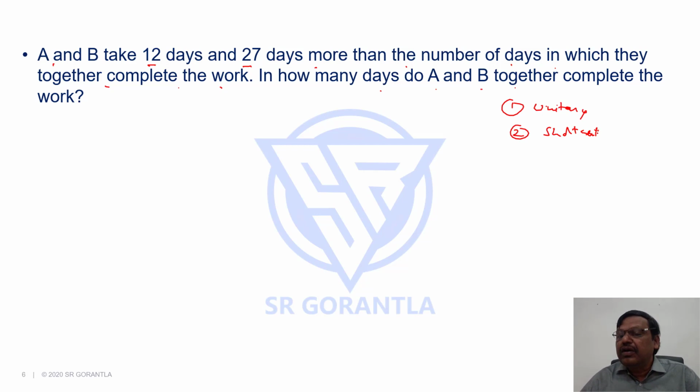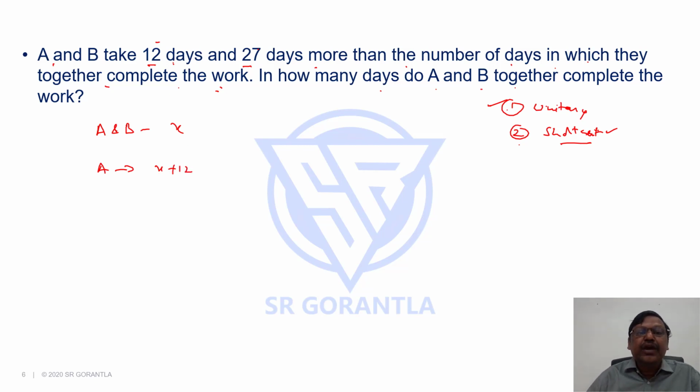See, instead of discussing only the shortcut, I'll tell you the basic method, so that tomorrow if you forget the shortcut, at least you should know how to solve the question, right? So wherever we remember shortcuts, we can use them, but you should also know the basic approach. Now, let us say A and B take 12 days and 27 days more than number of days in which they together complete the work. If A and B together take, let's say X days, A alone takes X plus 12 days. B alone will take 27 days more than their combined work, means X plus 27.